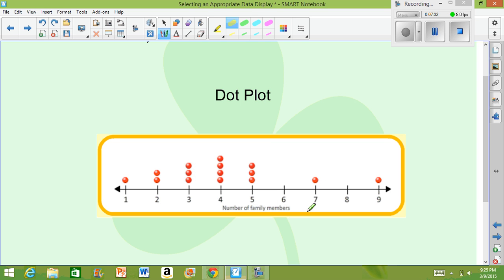So this dot plot shows the number of family members. So we have one person that has one family member, two people that have two family members, three people have three family members, four people have four family members, three people have five family members, one person has 7 family members, and one person has 9 family members. So we have our number line at the bottom, and our dots represent each time that piece of data occurs.